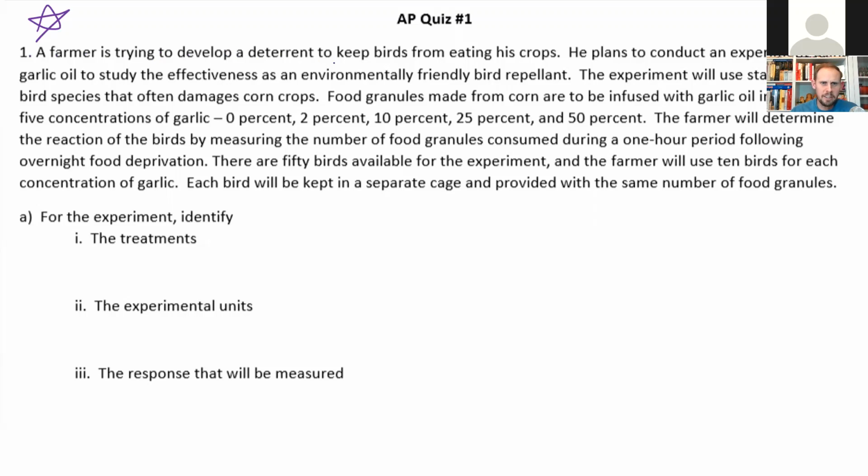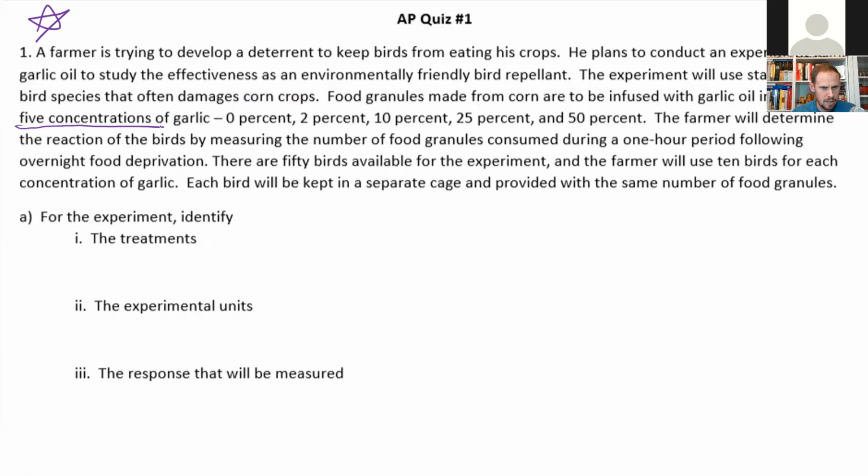So a farmer is trying to develop a deterrent to keep birds from eating his crops. He plans to conduct an experiment using garlic oil to study the effectiveness of an environmentally friendly bird repellent. Better than poison. The experiment will use starlings, a bird species that often damages corn crops. Food granules made from corn are to be infused with garlic oil in each of 5 concentrations.